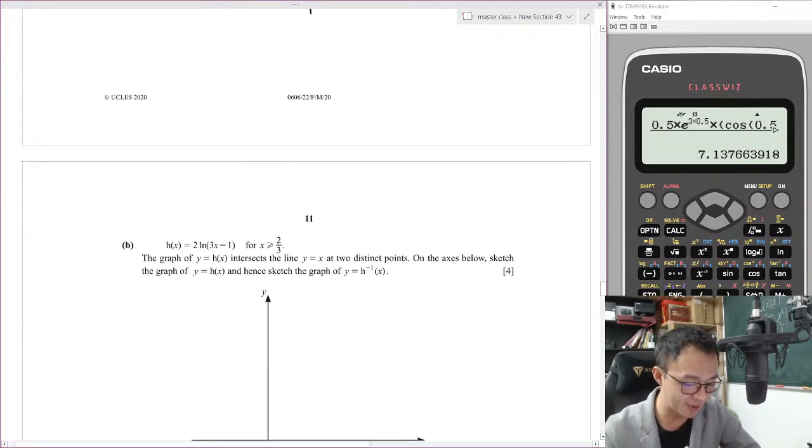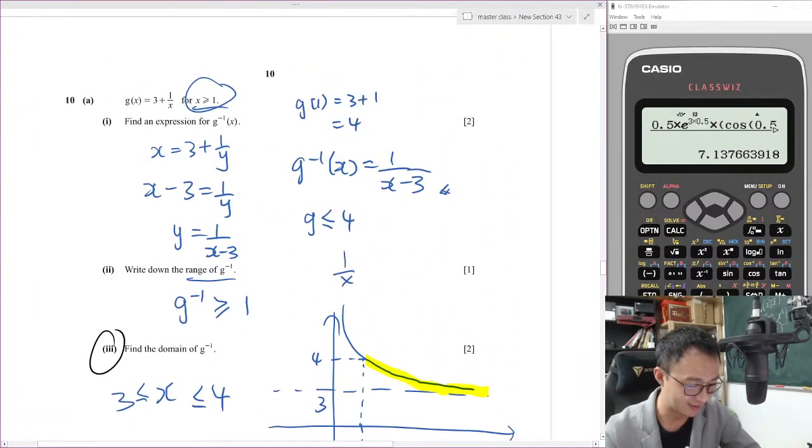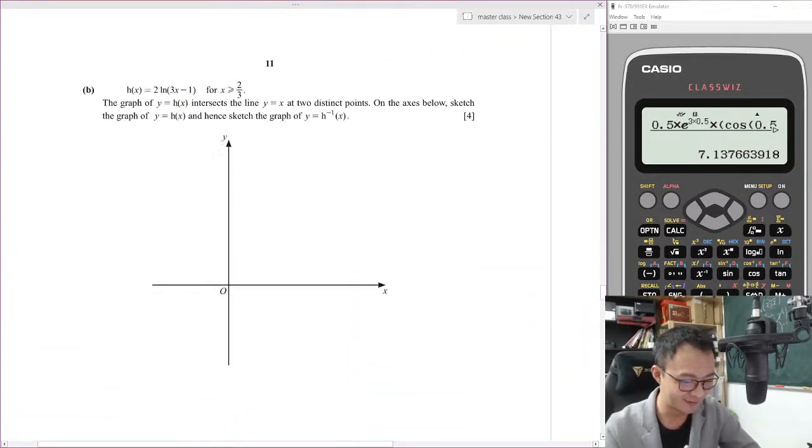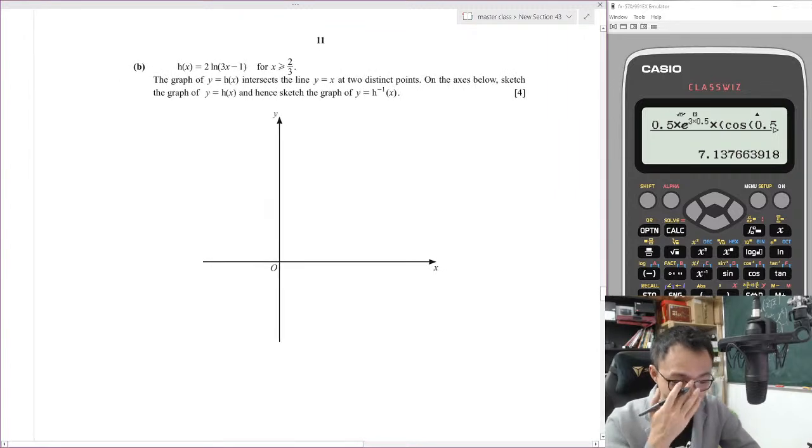Alright, then they asked me to sketch. Is it related? Okay, not related. So yeah, I kind of need to sketch this one. I hate sketching the log graph, but I do my best to sketch this one.